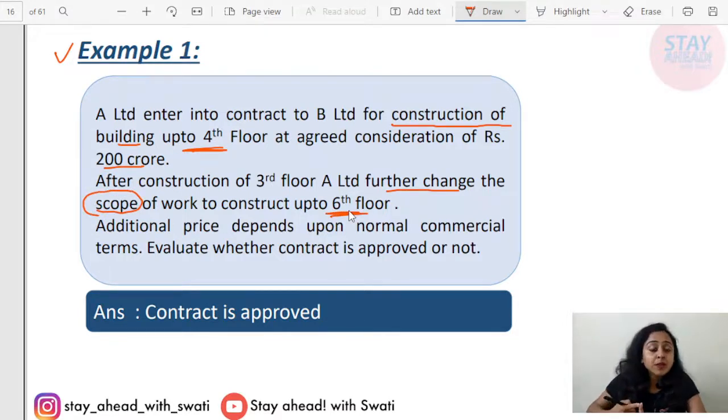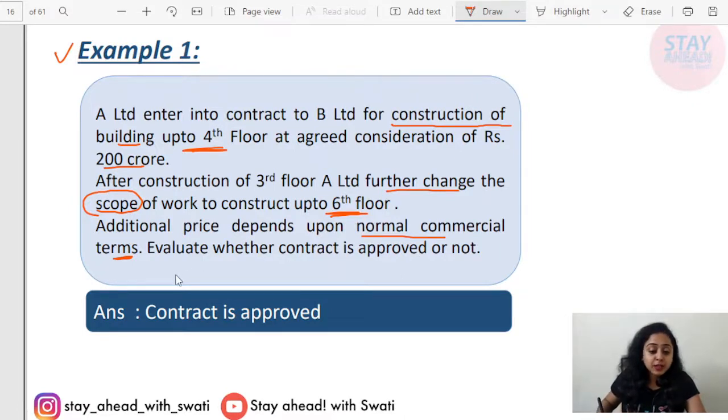If scope is changed or price is changed, it is termed as modification. Additional price depends upon normal commercial terms. Evaluate whether the contract is approved or not. So you have to see whether the further change that has been done, the scope change, is a modification or not. Yes, it is modification. Increasing scope amounts to modification.